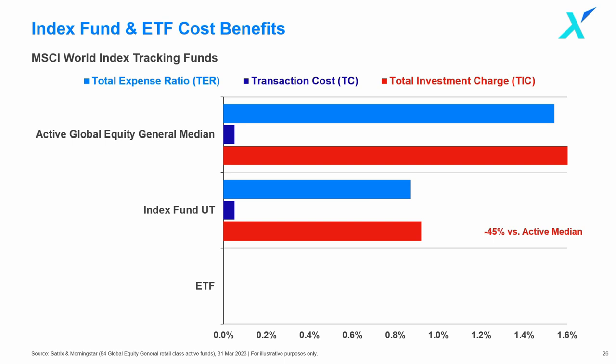If we look at a global investment offering, if you compare active versus an index fund tracking MSCI World, you see the same sort of trend where your ETF is incredibly cost effective for the various features that I've mentioned. A, the ETF doesn't need a transfer agent or a liability administrator, so its TER can be lower. And B, it doesn't incur those ongoing transaction costs, and so the total investment charge is also lower.